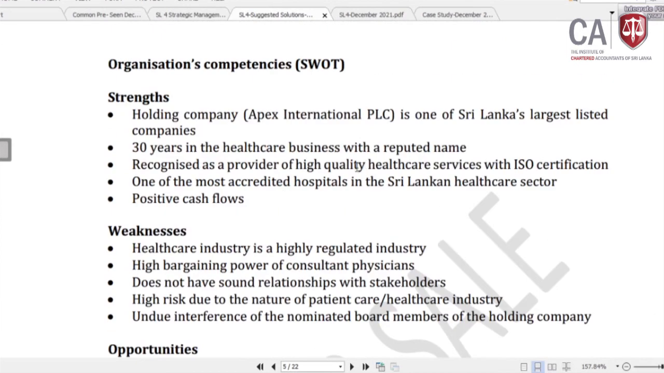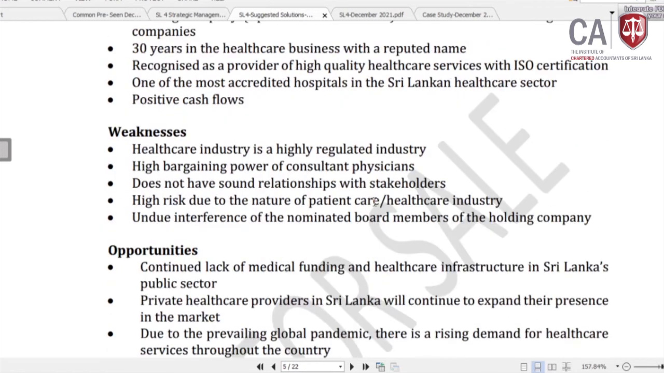Look at the strengths identified: backed by the holding company. They have 30 years of experience in the industry. They are recognized as a high quality healthcare service with ISO certifications. One of the most accredited hospitals in the Sri Lankan healthcare sector. Positive cash flow. Those are the strengths. Weaknesses.